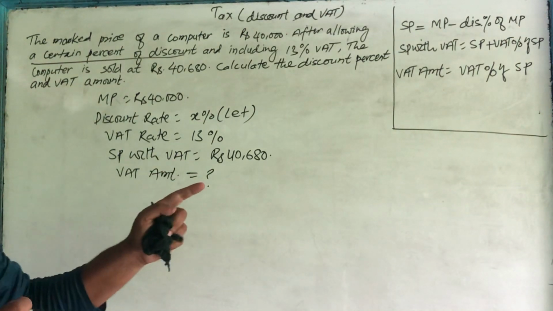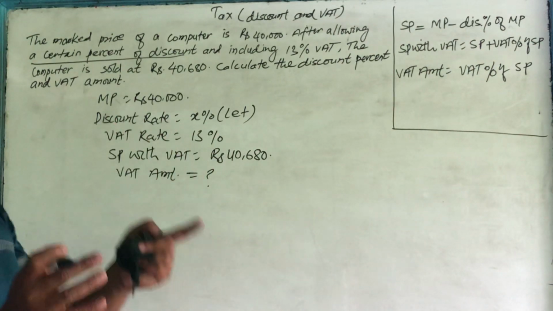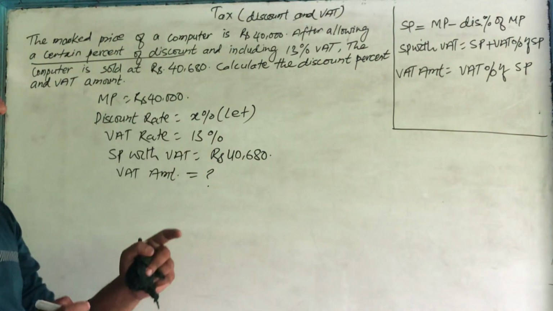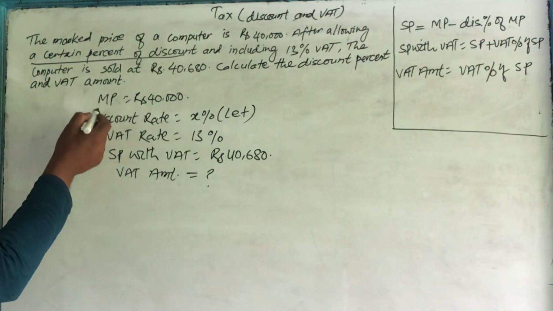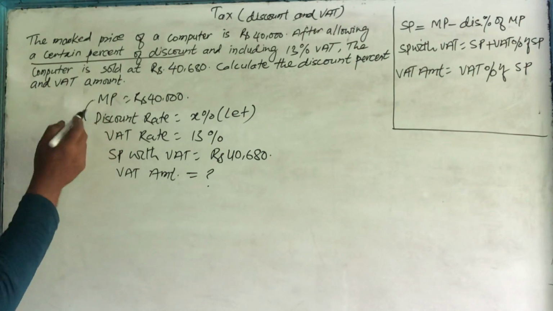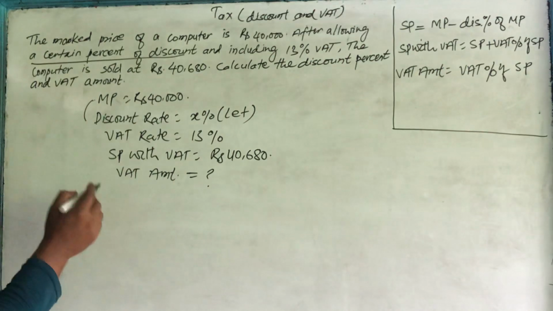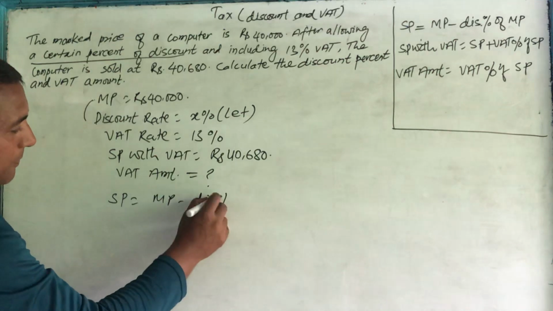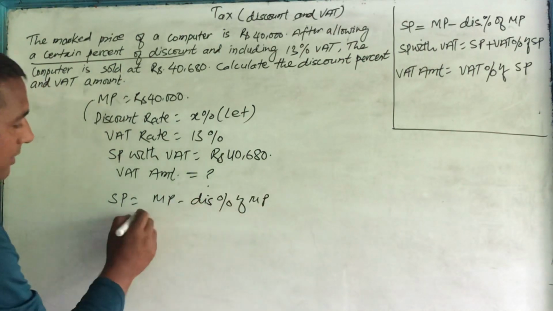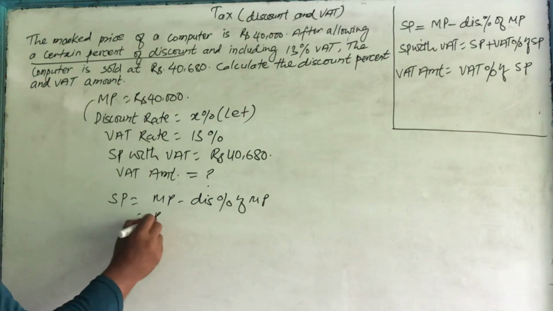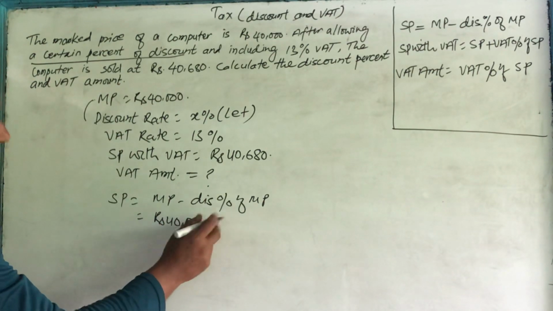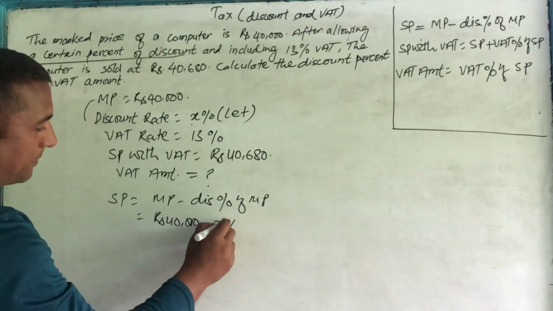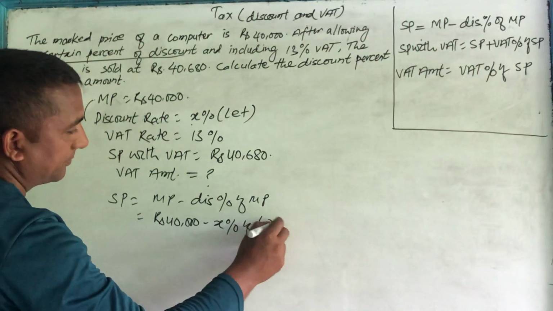So well students, the process is similar, just the question mentions an unknown percent of discount rate. So you can go on with MP and discount rate, because the discount rate is calculated on MP. So you can write here SP equals MP minus discount percent of MP. MP is given here, how much? Rs 40,000, and this percent is not mentioned, we let it be X percent, so X percent of MP means 40,000.